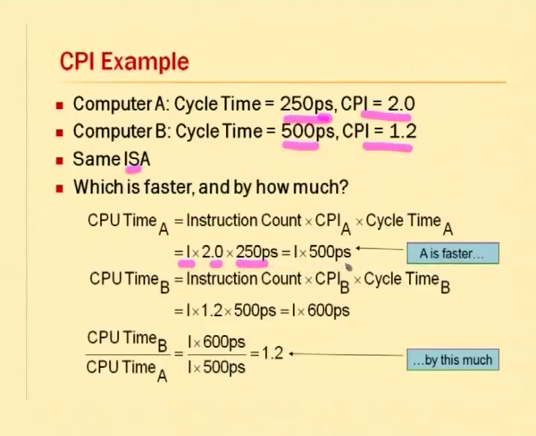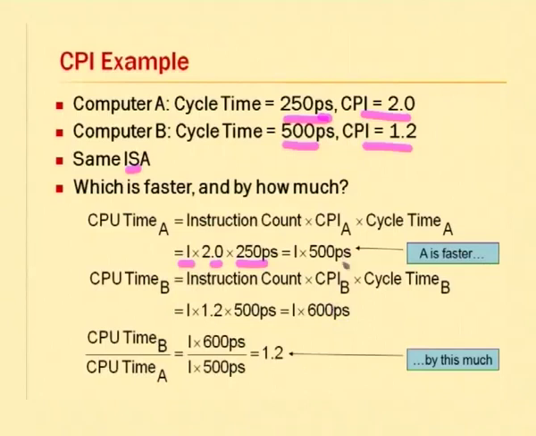So, I into 500 picoseconds is my CPU time of A. Now, CPU time of B will be instruction count into CPI of B into clock cycle time of B. So, which will be I into 1.2. Remember, we have CPI of 1.2 for computer B. So, I into 1.2 into 500 picoseconds. So, this comes to I into 600 picoseconds.